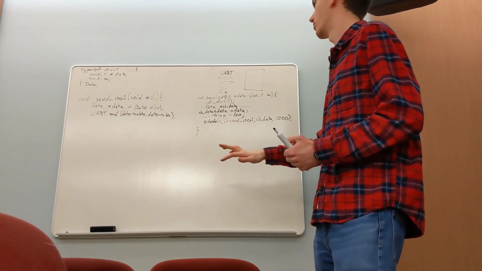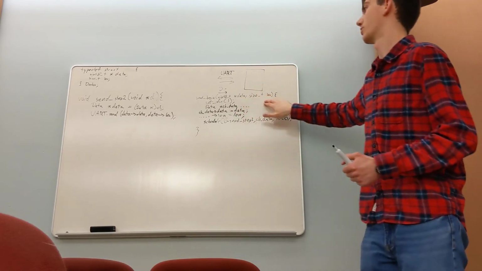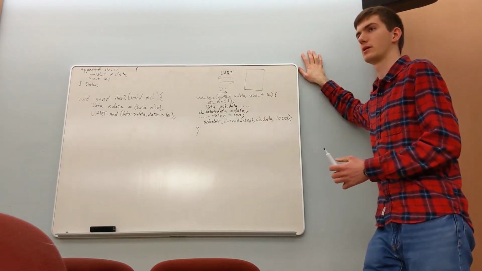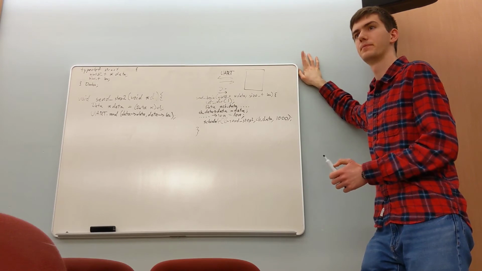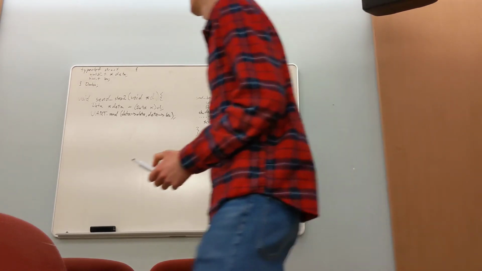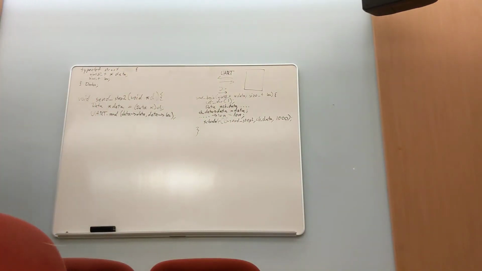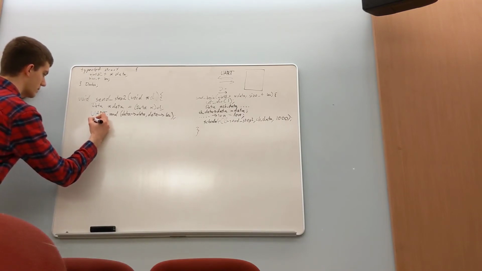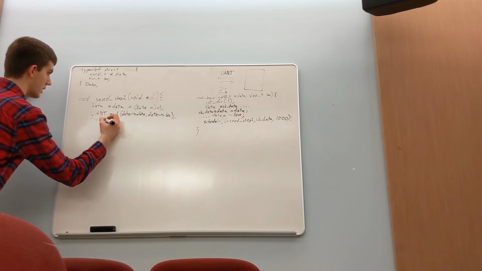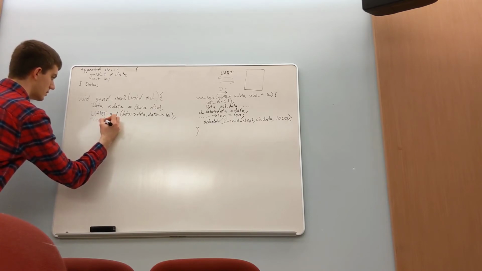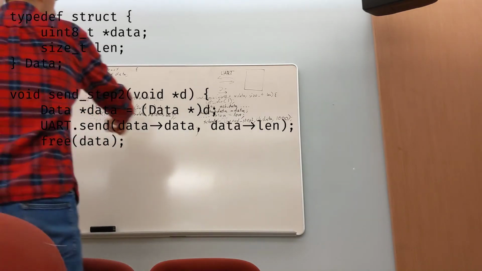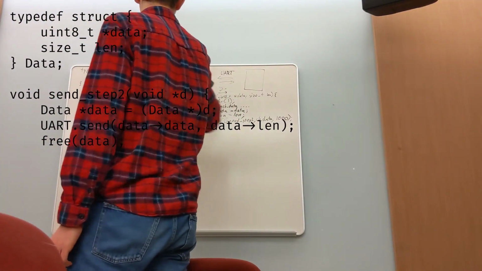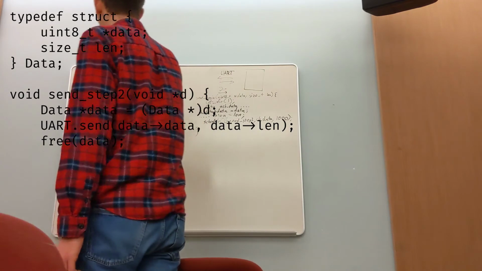Does any of that code need the data or the length of the data that we're sending? No, right? All it needs is the UART, which for now we're assuming is a global variable. So that means we're now done with that data, and we can free it. So that frees the allocation made by malloc here.